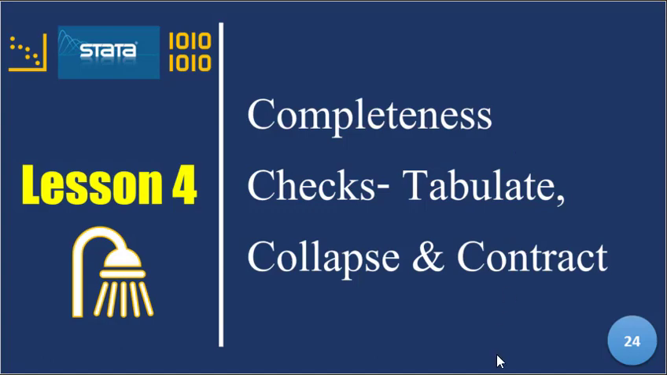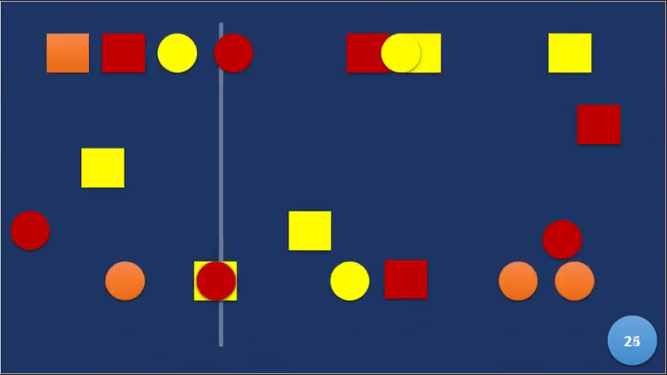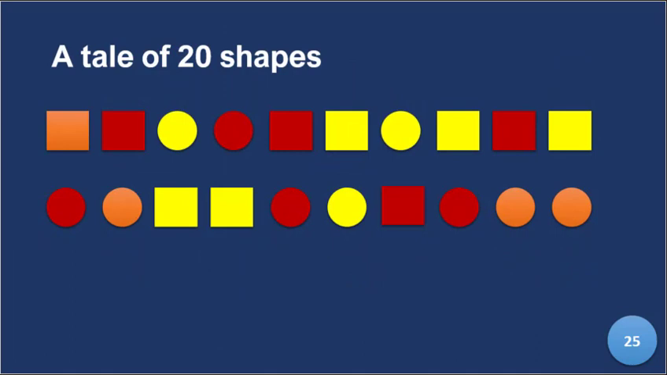So I will start with what I call a tale of 20 shapes, 20 different shapes. You can see that they vary by type. Some are squares, some are circles, and they also vary by color. So some are orange, some are yellow, some are red. That's how you can see them. So let's see how the contract command works.